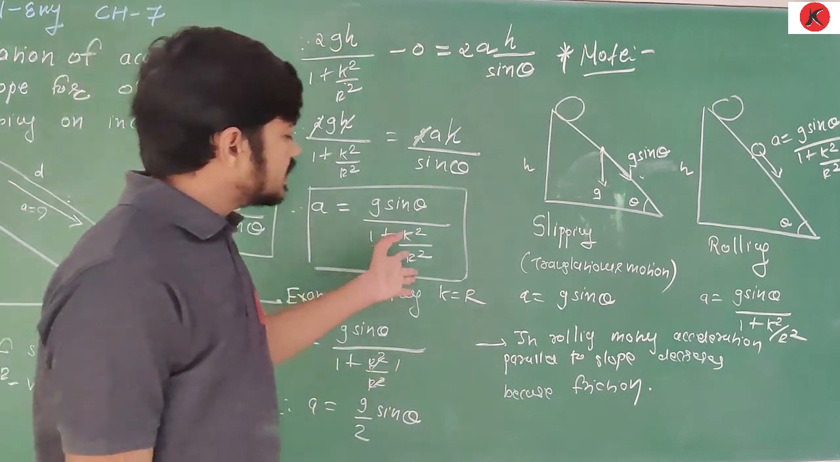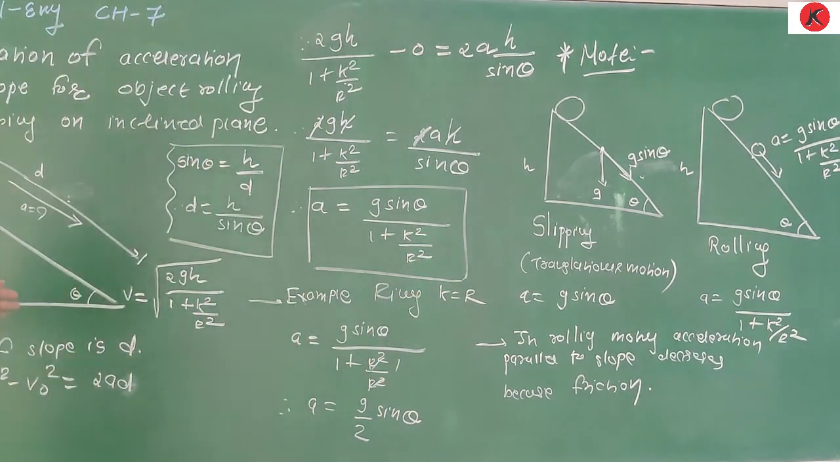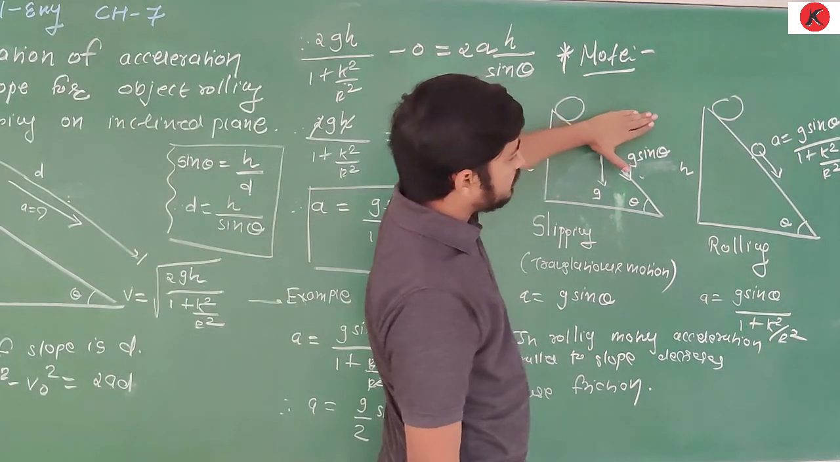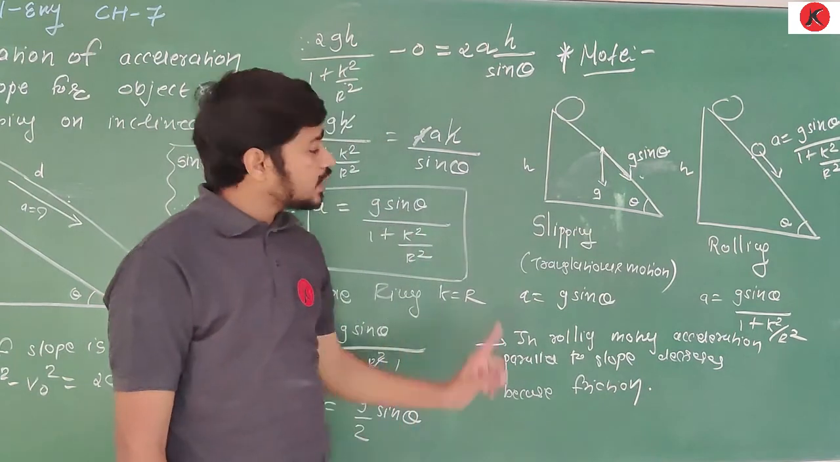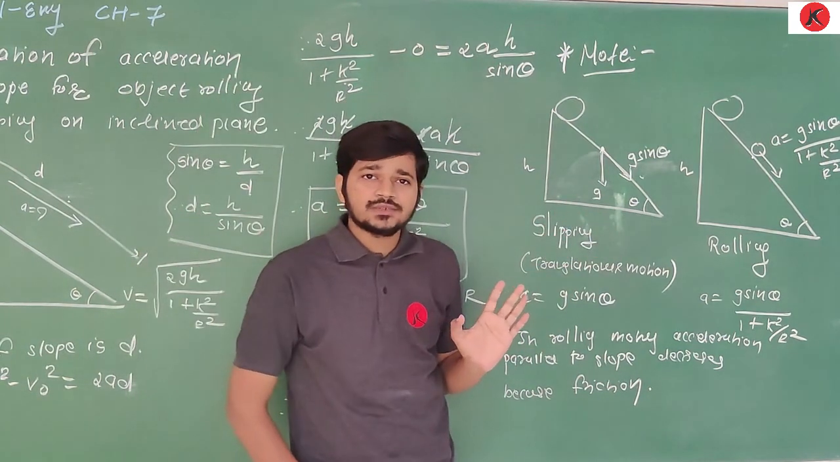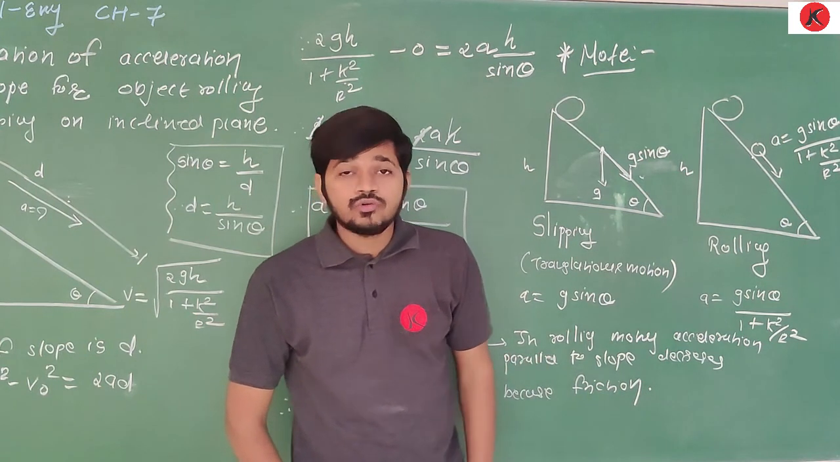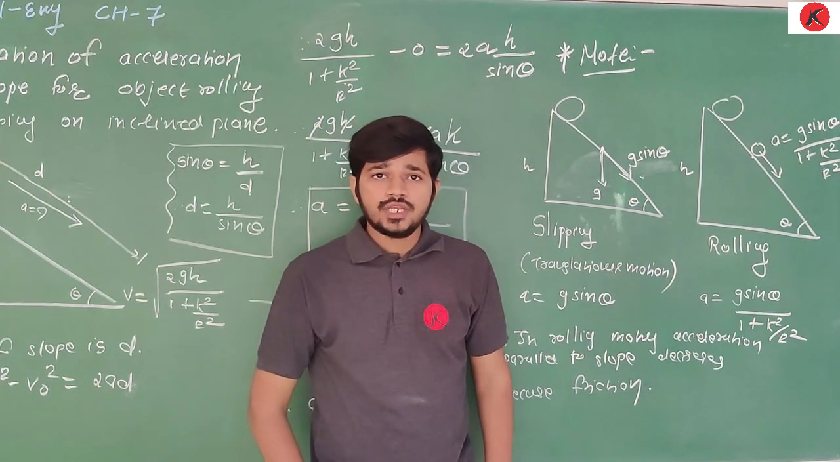So again, one question is: obtain the equation of acceleration parallel to the slope for an object rolling without slipping on an inclined plane. And this point is important: what is the difference between these two cases? Clear? Okay, so for today this is it.